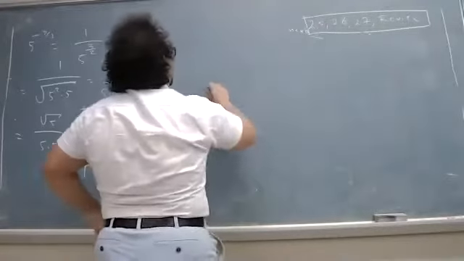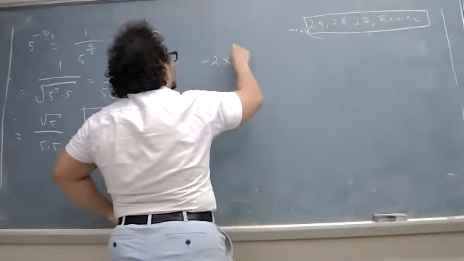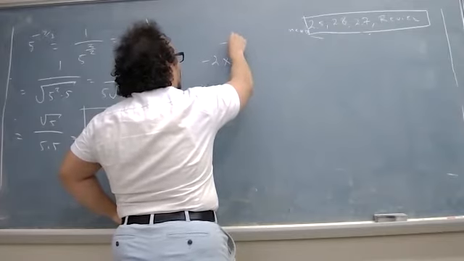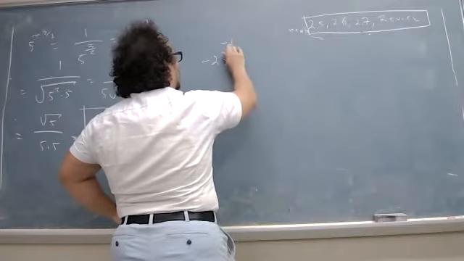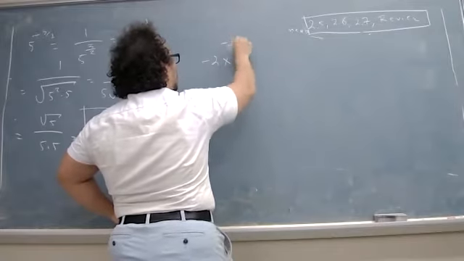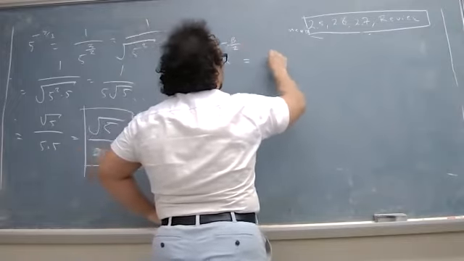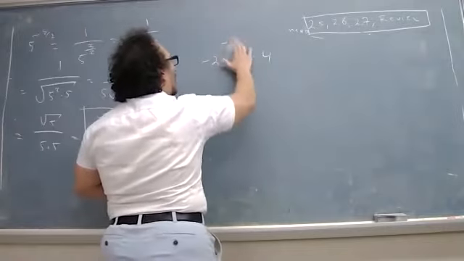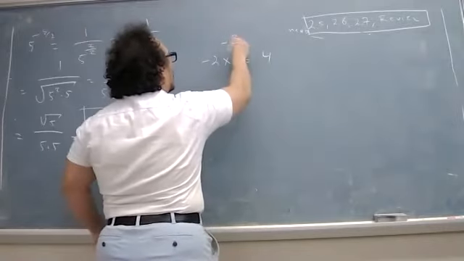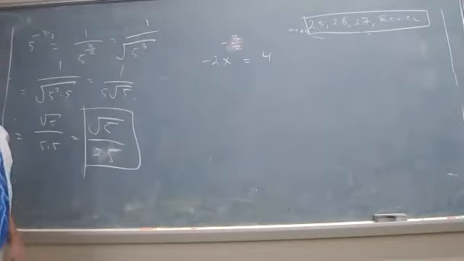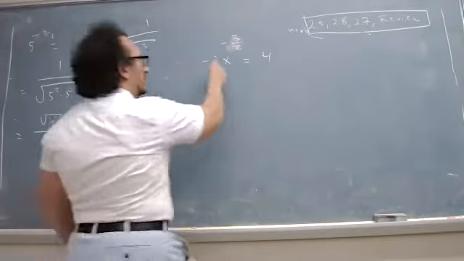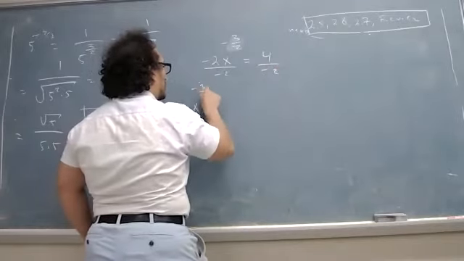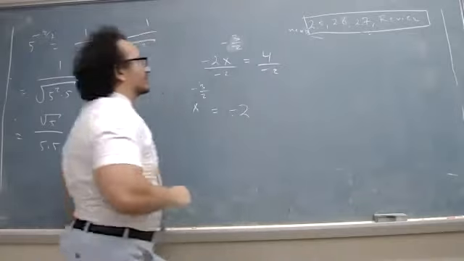What about negative 2x raised to the negative 3/2 power is equal to 4. Okay. How do we solve this? We want to know what x is. First we divide by negative 2. You get x to the negative 3/2 is equal to negative 2.